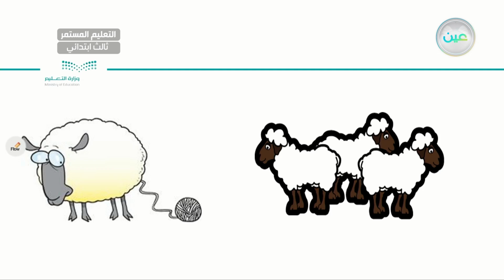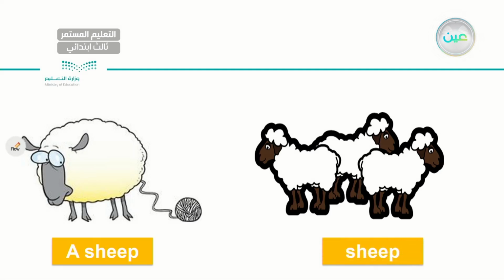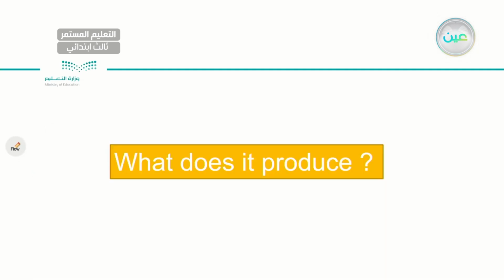Now, to your left here, I have a sheep. A sheep. Okay? But to your right, I have 1, 2, 3. I have 3 sheep. Now notice here, it's the same word, but we are not using an article here. I'm not using a, okay? So a sheep, 3 sheep. Very good.